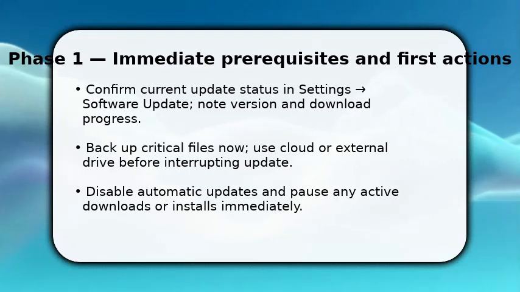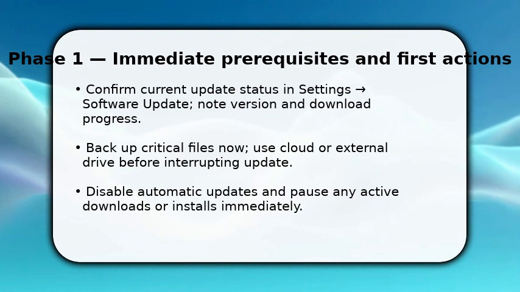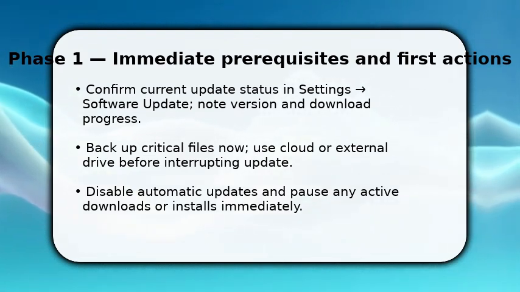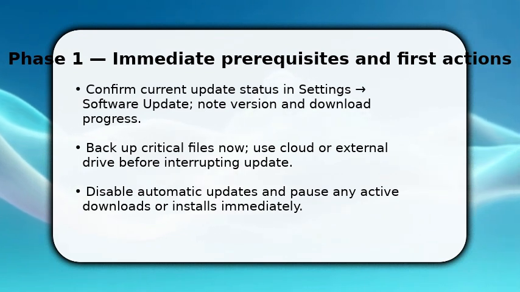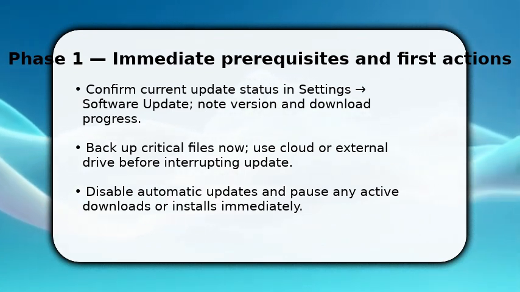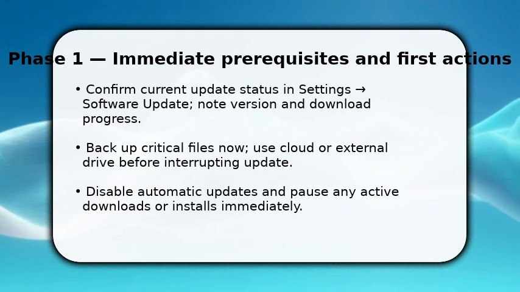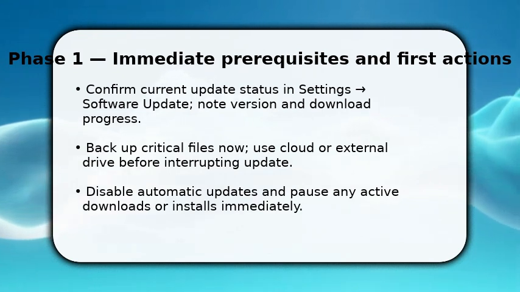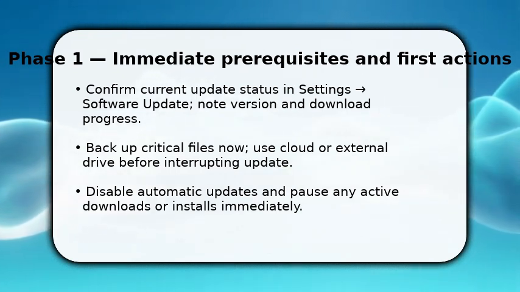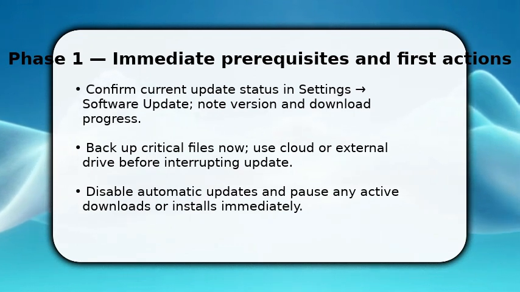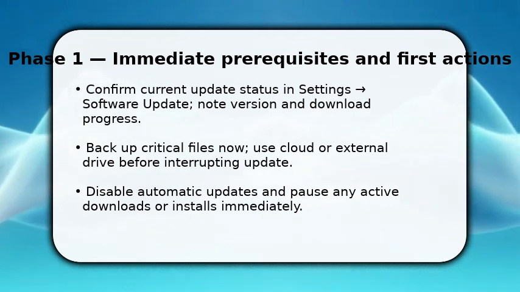You begin by checking settings to see the update status and whether a download or install is underway. This tells you what interruption risk exists. Once you know progress, make a quick backup of essential files to cloud or external media, because stopping an update may corrupt data. Then, disable automatic updates and pause any active downloads. That prevents the system from immediately resuming. These steps reduce risk, and they set you up to safely cancel the update without surprising restarts or lost work.